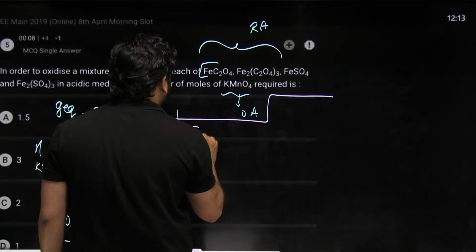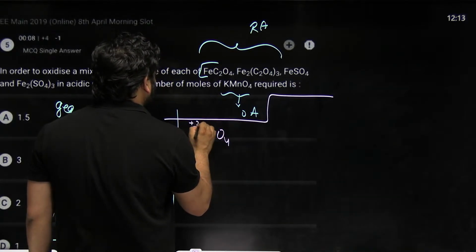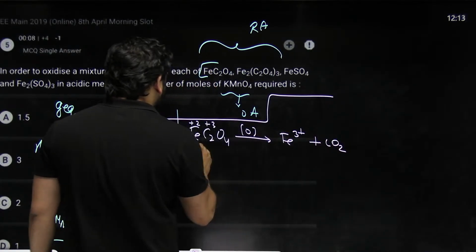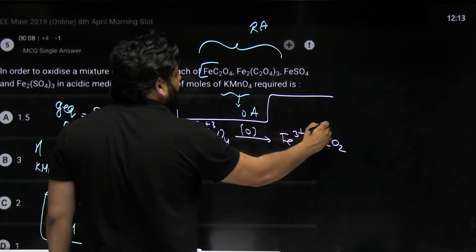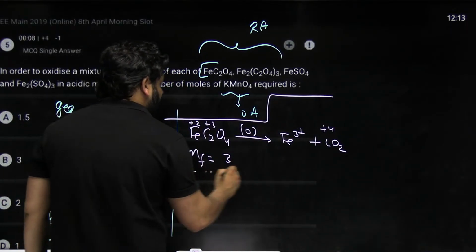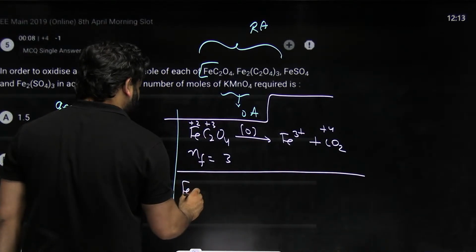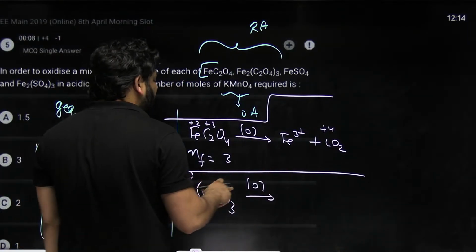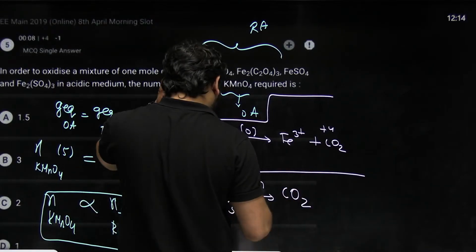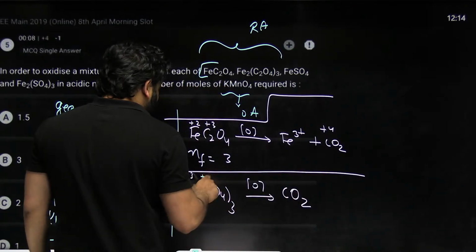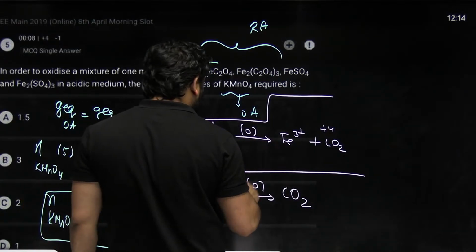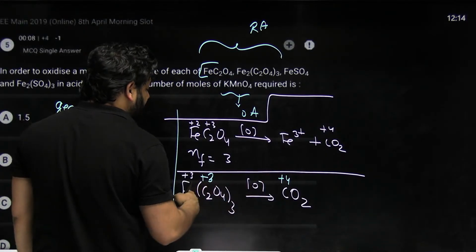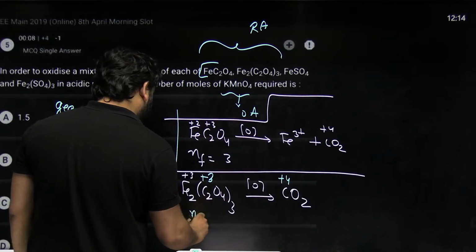So let's start with FeC2O4. Here Fe is +2 and carbon is +3, and under oxidizing conditions this will go to Fe3+ and CO2. The N factor comes up as it's a typical oxidation for all of them, so it will be 2 + 1, that is 3. Second is Fe2(C2O4)3. Iron is already in +3, it will not be further oxidized, it will only give you CO2, which is the oxidized product. The oxidation state of carbon is +3 and it goes to +4, and how many carbons can you see? 3 into 2 is 6, and the change is 1, so 6 only. So the N factor will come up as 6.